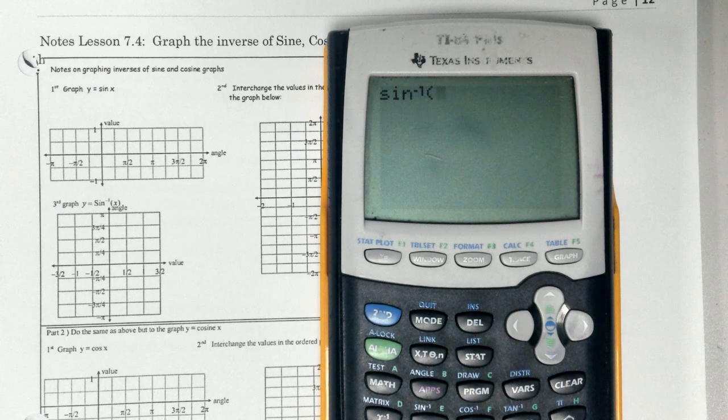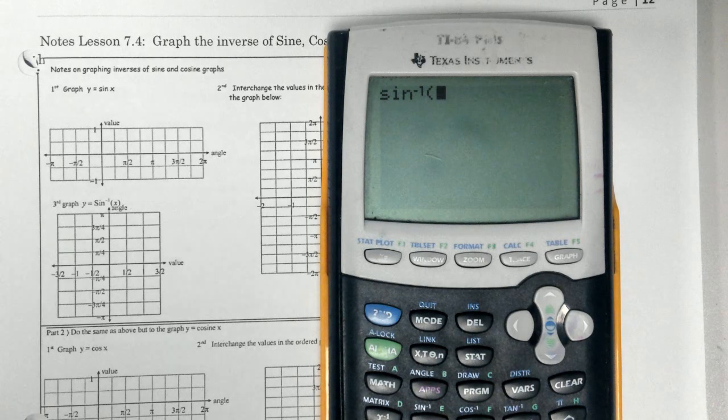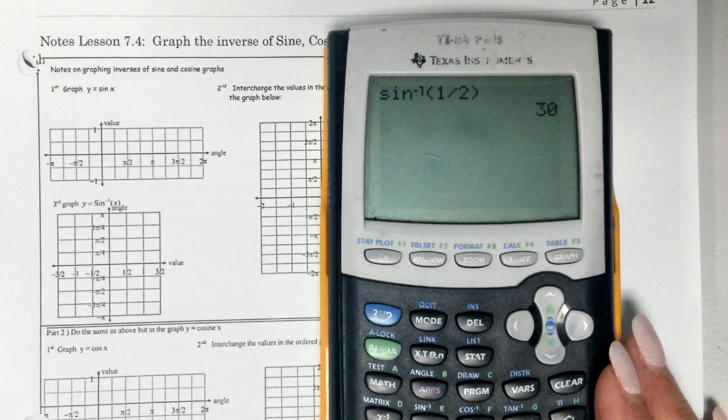Oh, it's going now. All right, so if we typed in, let's do 1/2. We know that the angle that has a sine ratio of 1/2 is pi over 6. When we put it in the calculator, we should get 30 degrees, right? Okay, but my question is, what other angle has a sine ratio of 1/2?